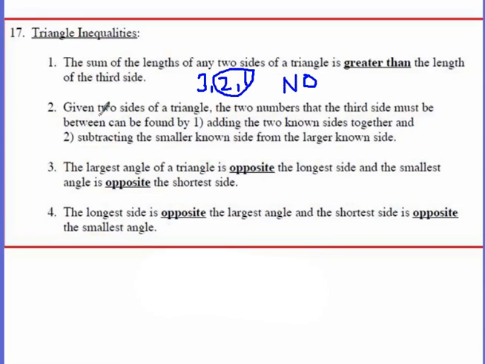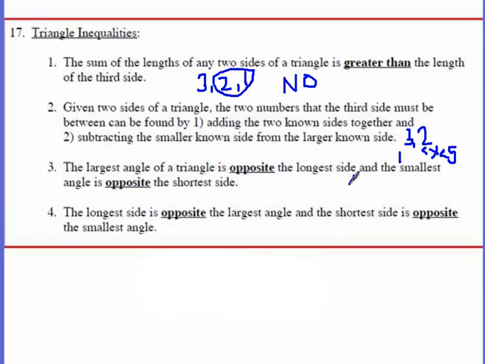Another idea that you need to know is that given two sides of the triangle, the two numbers, basically you just want to add and subtract. So let's say I have two numbers. Let's do 3 and 2. If I add those, I get 5, and if I subtract, I get 1. That means that the third number must be less than 5, but greater than 1. It's going to be in between. So sides that would work would be like 2, 3, and 4.